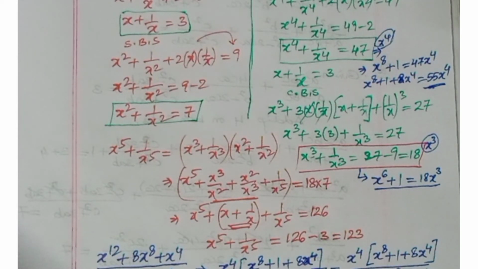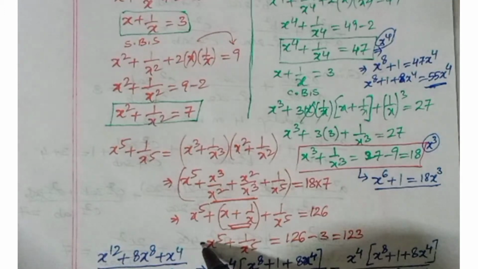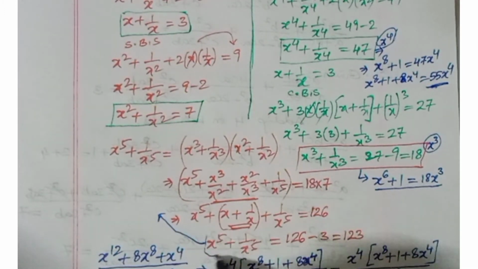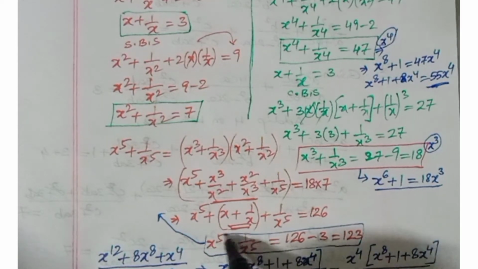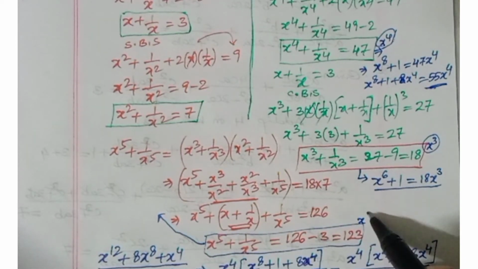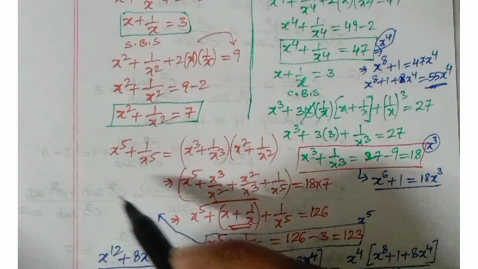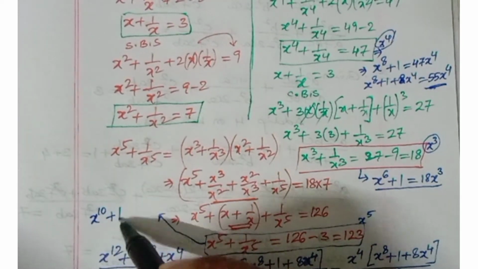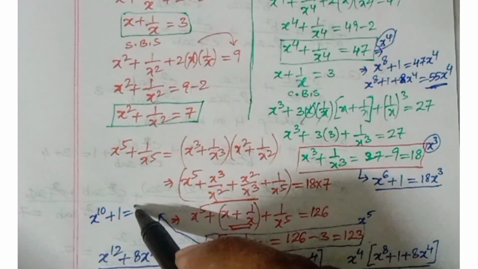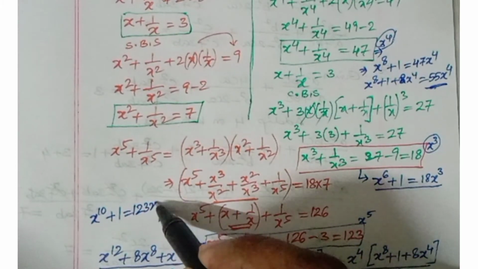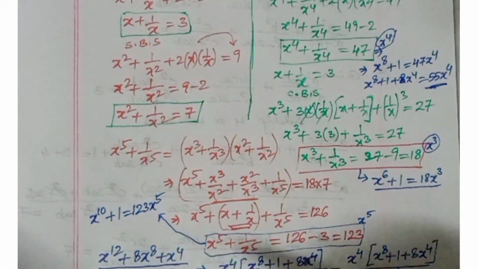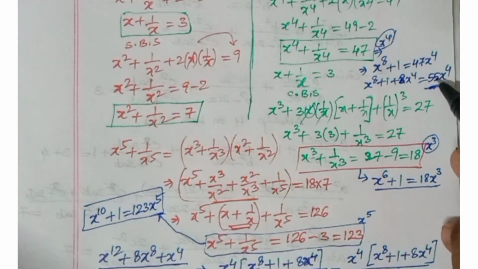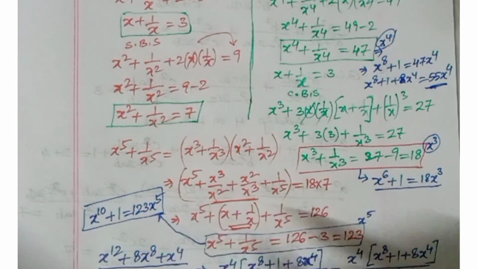Now if you take x power 10, this one multiply with x to the power of 5. So what will we get? x to the power of 10 plus 1 is equal to 123 x to the power of 5. So these three values you have to substitute here: first value, second value, third value.